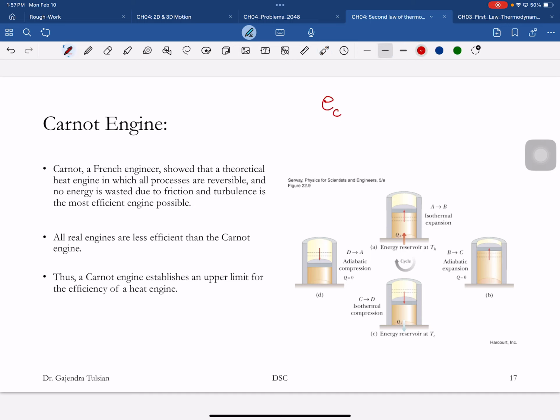So here's a Carnot engine. Its efficiency is greater than all real engines. That's the point. For comparison? No, to set an upper limit.